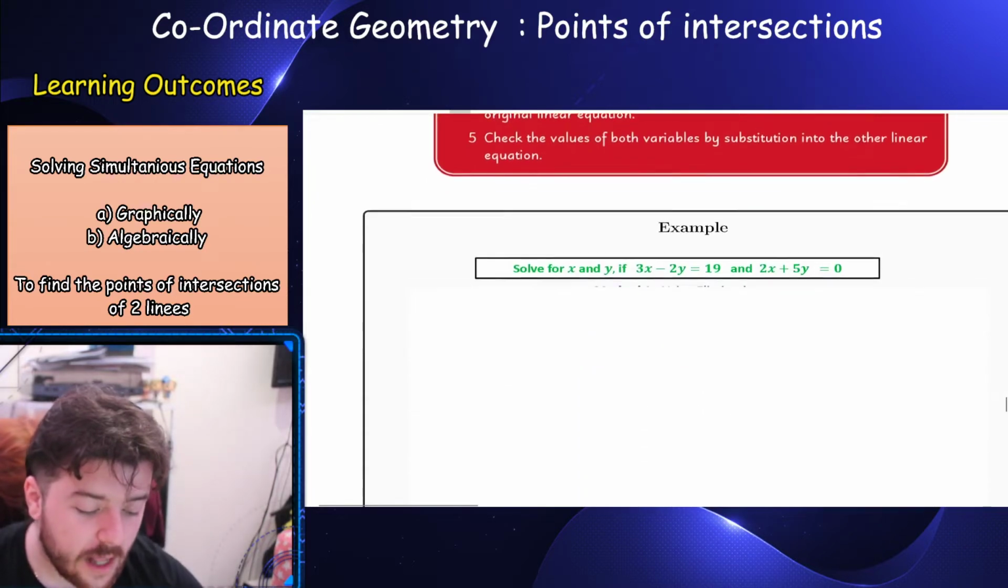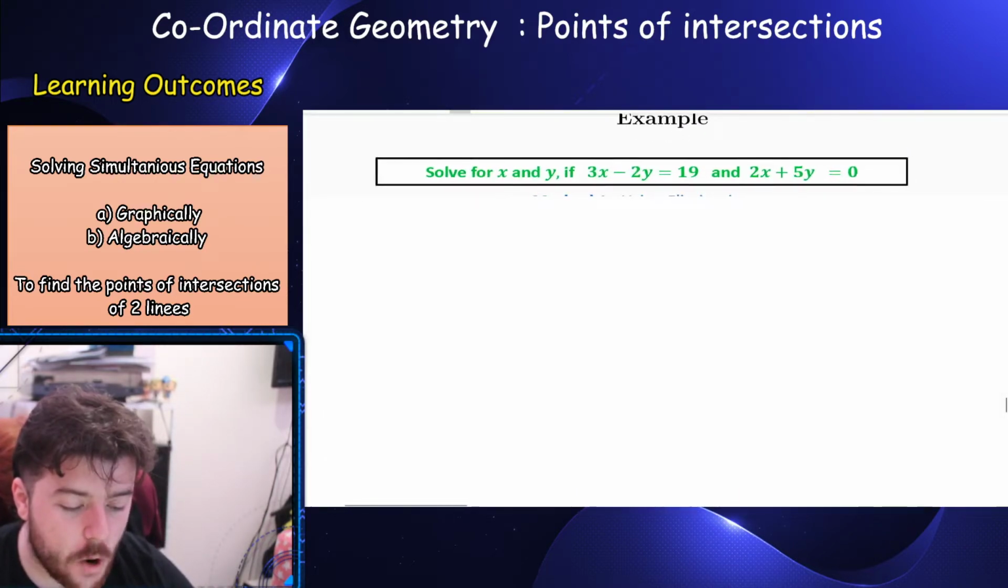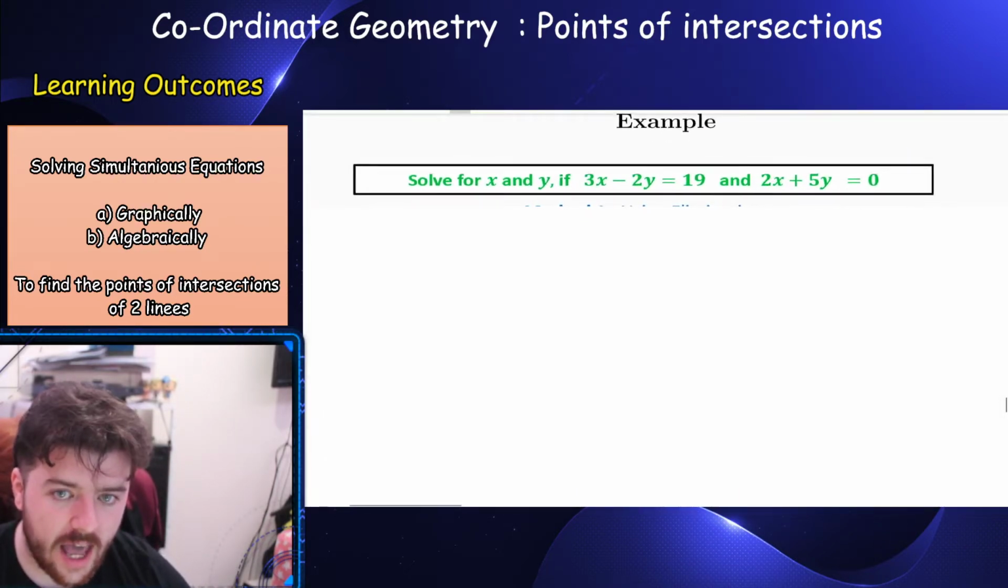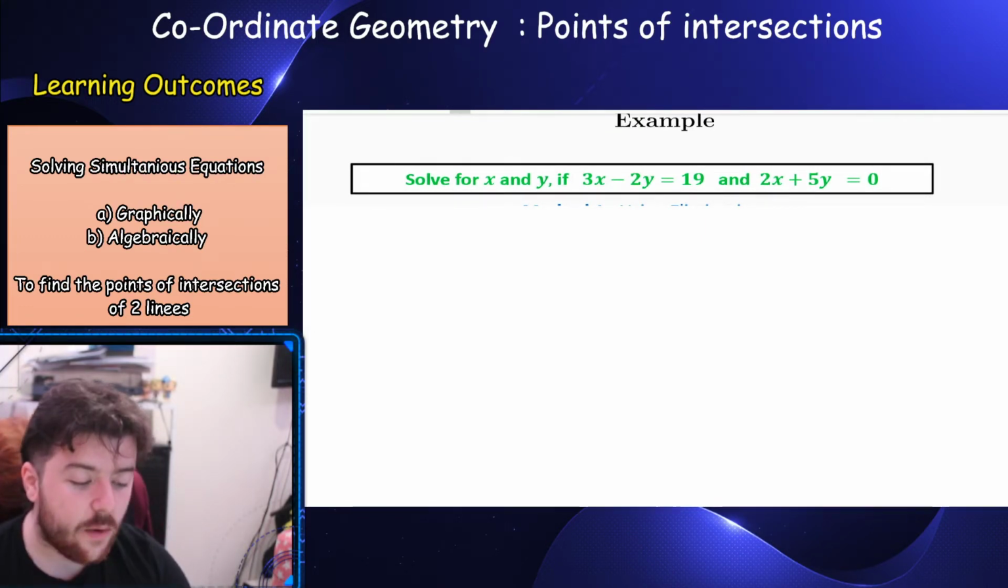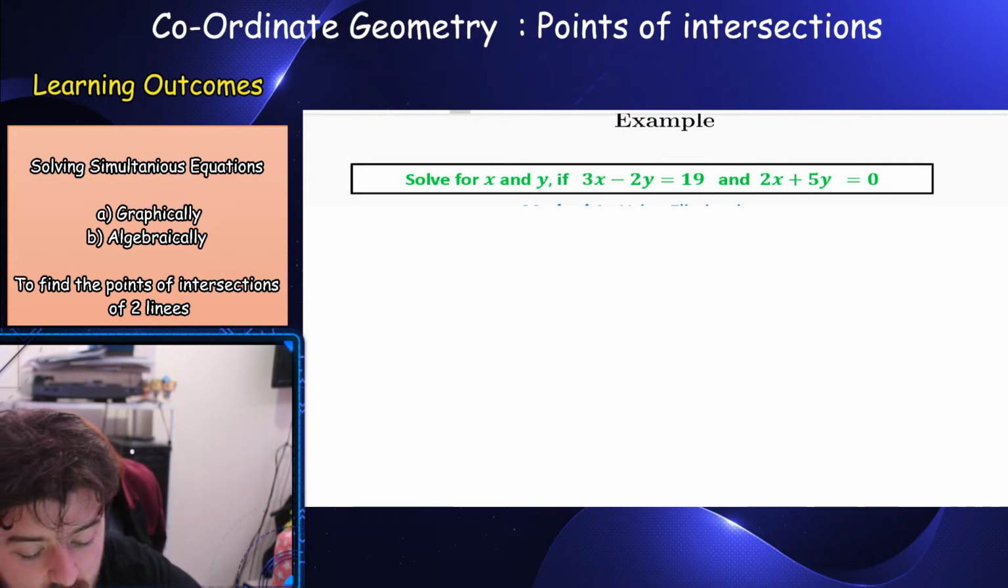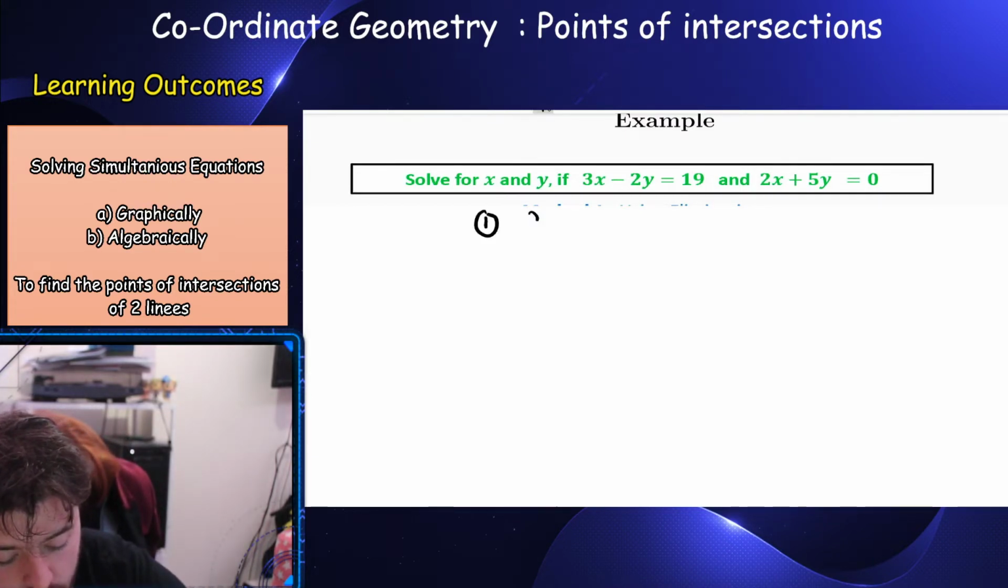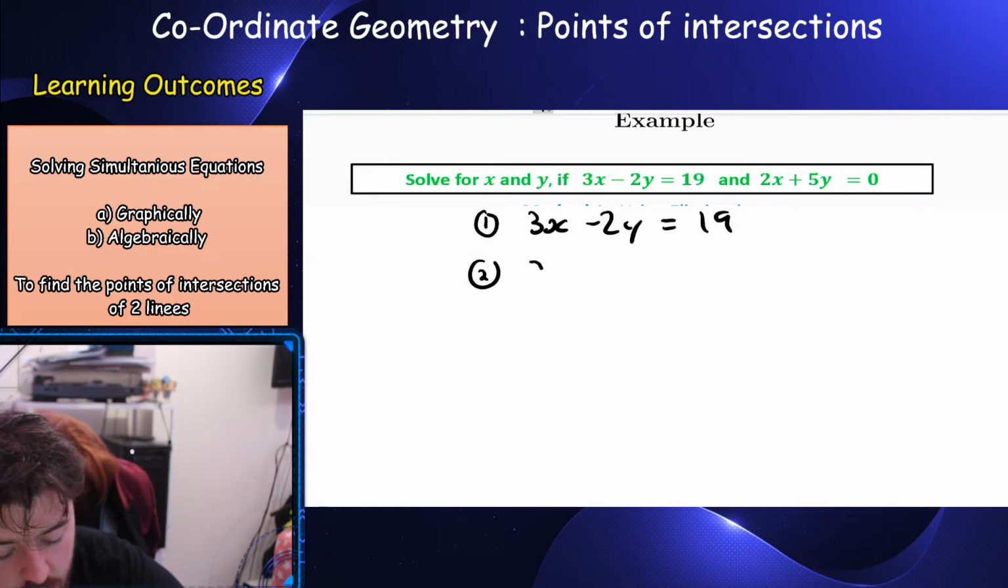Right, let's have a look at an example. I have here: solve for x and y if 3x minus 2y equals 19 and 2x plus 5y equals 0. So I need to find the point of intersection of these two lines. First, as I said, I need to label my two equations. So 1: 3x minus 2y equals 19. Then my second line, 2: 2x plus 5y equals 0.